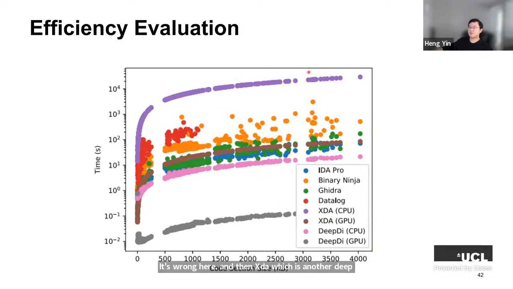So this CPU version is here, and the GPU version is somehow comparable with IDA Pro. Okay, DeepD, so the CPU version is actually better than IDA Pro and other disassemblers, and the GPU version is way faster than other approaches.